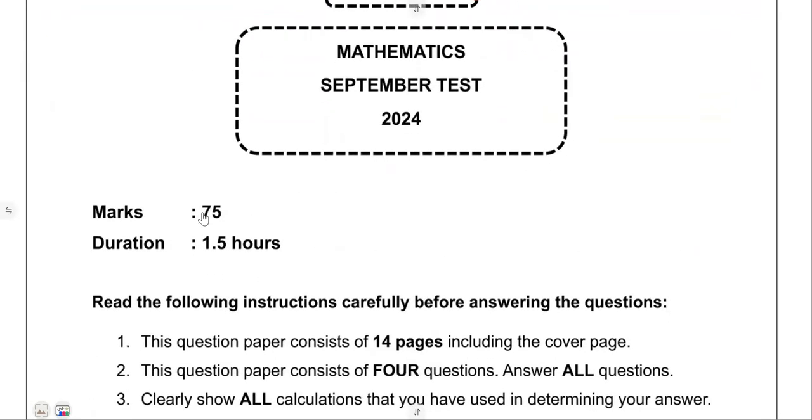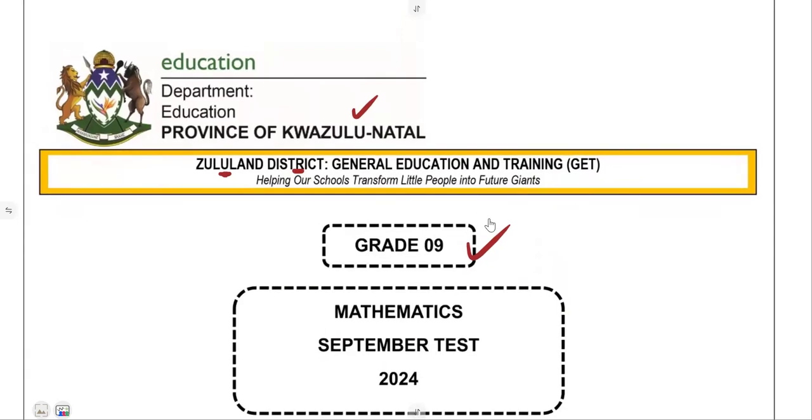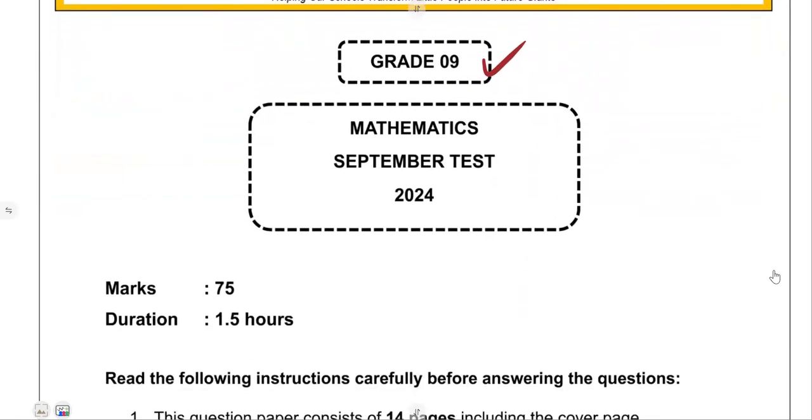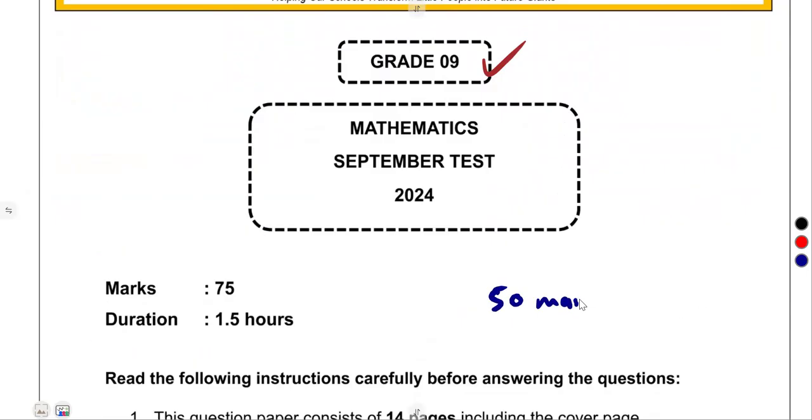It was 75 marks. Okay, so compared to some of the question papers that we have been attempting, we can see that this province has been giving a lot of questions. If we see the previous one, it was 50 marks, 1 hour, but this was a 75 marks question paper, 1.5 hours. All right, so let's see.